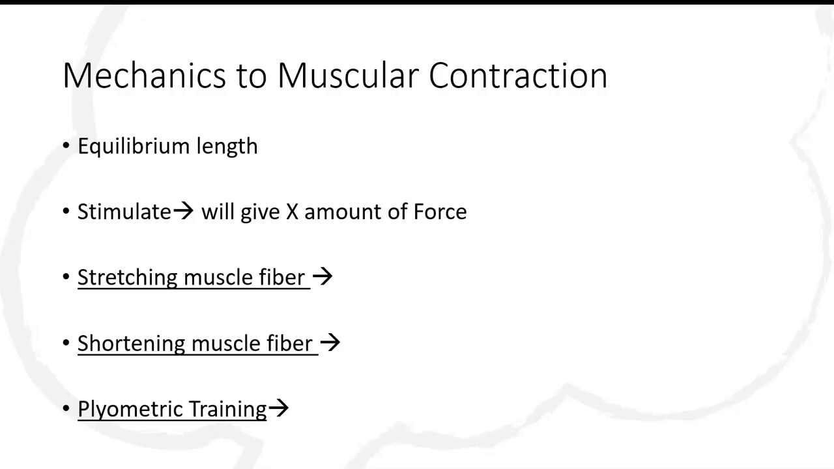Okay, we're going to talk a little bit about mechanics of muscular contraction. We're going to talk about what happens when a muscle is at equilibrium length, when we stimulate it, when we stretch a muscle fiber, shorten a muscle fiber, and then the concept of plyometric training. Okay, so let's talk about the mechanics of this muscle contraction.